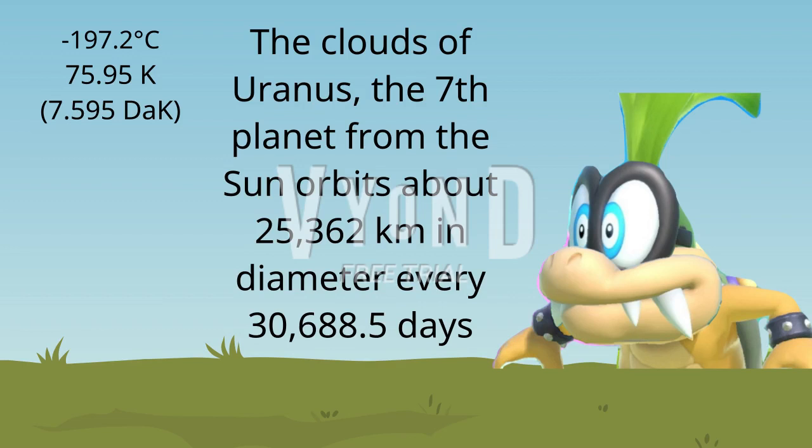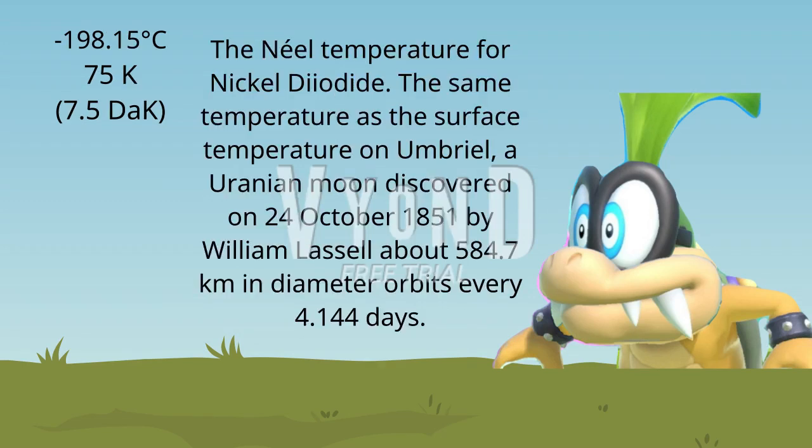The clouds of Uranus, the seventh planet from the Sun, about 25,362 kilometers in diameter, orbits every 30,688.5 days, is minus 197.2 degrees Celsius, or 7.595 decakelvins. That's 75.95 Kelvin.